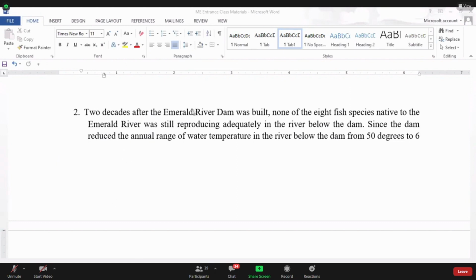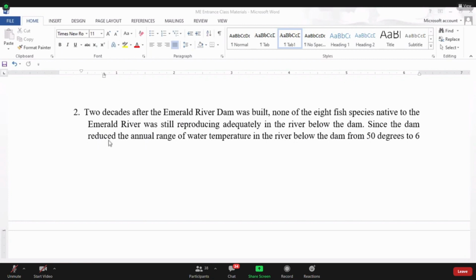So 2 decades after the Emerald River Dam was built, none of the 8 fish species native to the Emerald River was still reproducing adequately in the river below the dam. So what is the reason why they were not reproducing in the river below the dam?